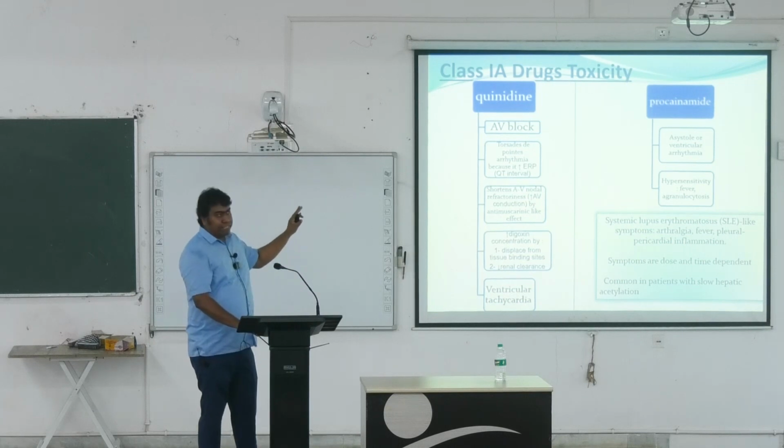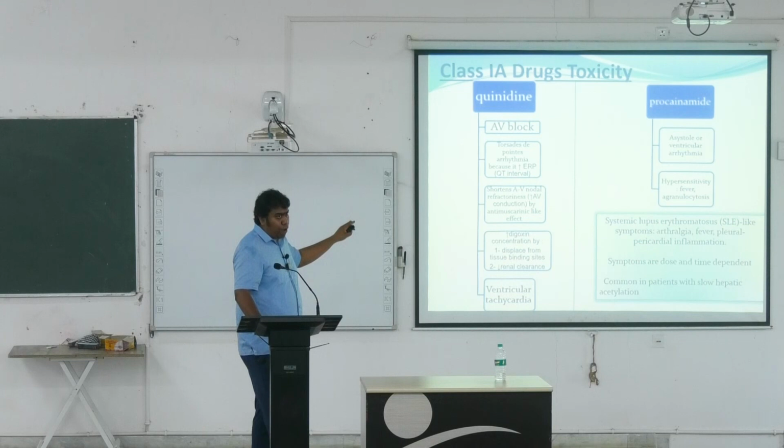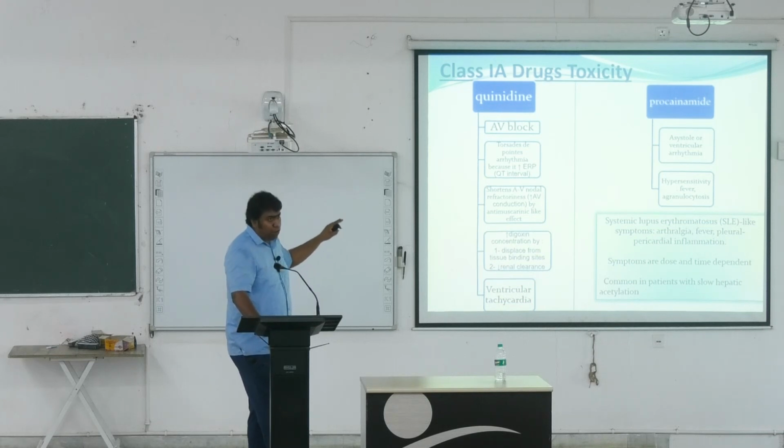So toxicity: quinidine can cause AV block, torsades de pointes, shortens the AV refractoriness, and increases digoxin concentration.